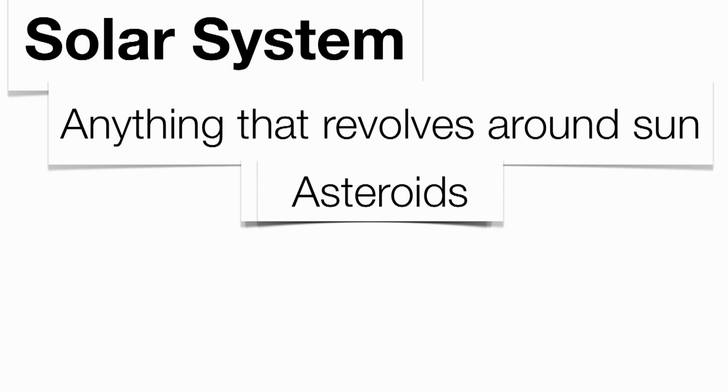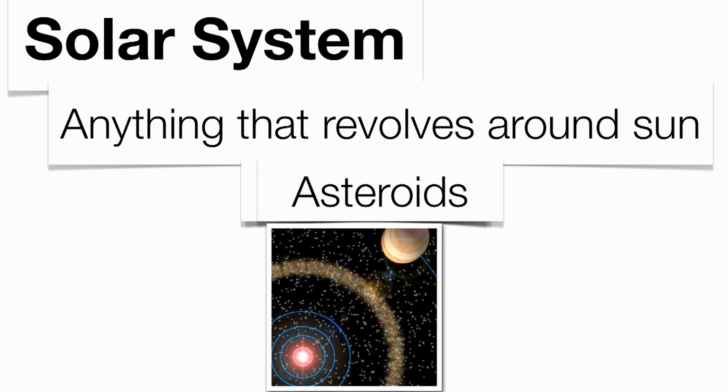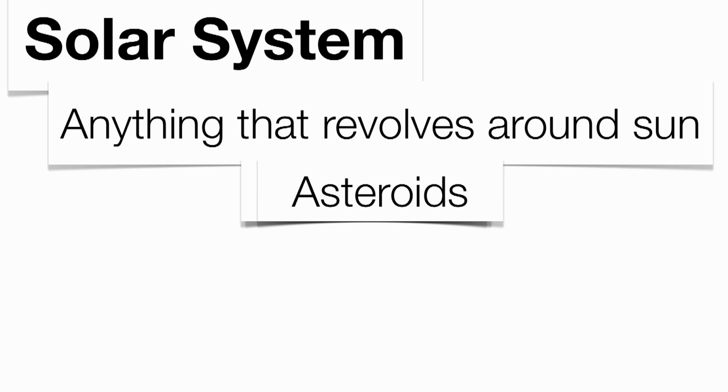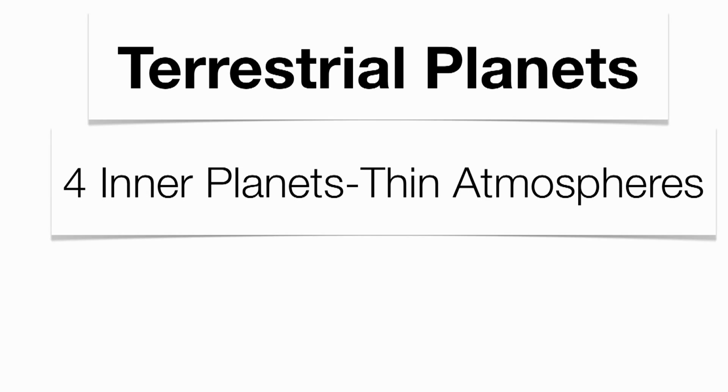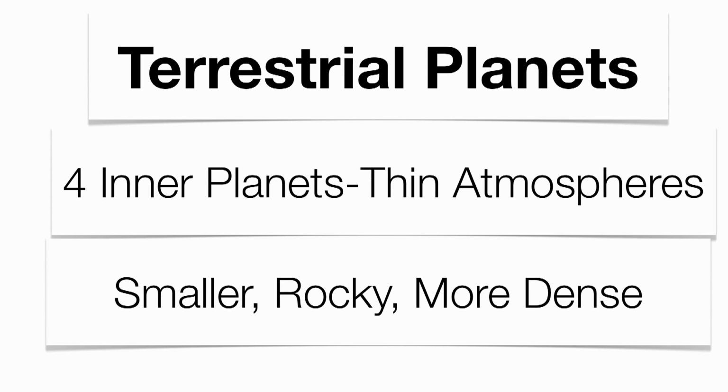We also have big chunks of rock that orbit the Sun, which are called asteroids, and that's going to be found in between Mars and Jupiter. And the most obvious piece of space material moving around the Sun are going to be our planets. Now there are two groups of planets. The first group are called terrestrial planets. They're the 4 inner planets, Mercury, Venus, Earth, and Mars. They tend to have thinner atmospheres, they tend to be smaller in nature, more dense, and tend to have a very rocky surface.